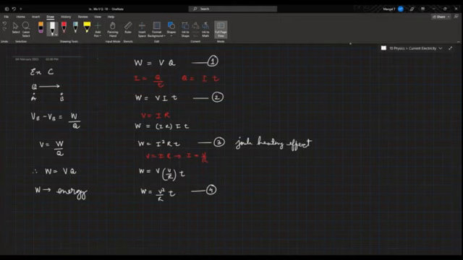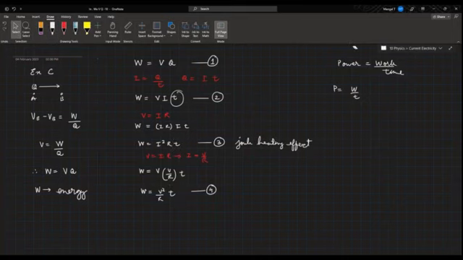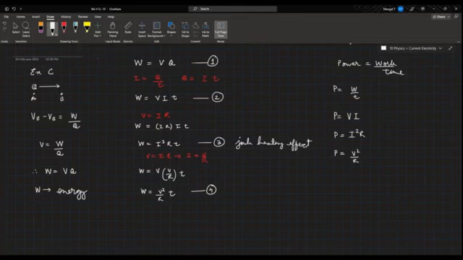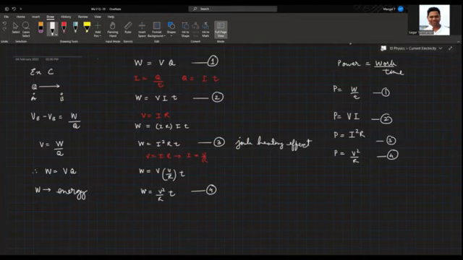And now I'm going to write it for power. So power, we know, is work over time. So therefore, in all these formulas, if you divide by T, I'm going to get power. Power is W over T. So you can see that everywhere you have a T, that T is going to go away because you are dividing by T. So I'm going to get power is V into I, power as I squared R, and power as V squared upon R. So these are the formulas to calculate electric power.